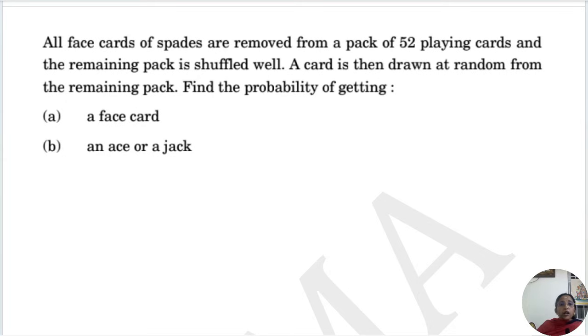All face cards of spades are removed from a pack of 52 cards and the remaining is shuffled well. A card is then drawn at random from the remaining pack. Find the probability of getting a face card, an ace or a jack. So for the first subdivision, first find your total value. 52, the face cards of the spades are removed, so 3 face cards are removed. So now our total becomes 49.